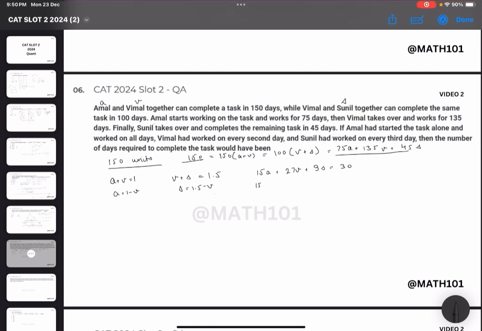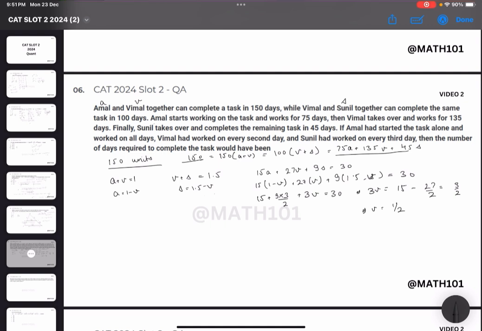So 15 times (1 minus V) plus 27V plus 9 times (1.5 minus S minus V) is equal to 30, which gives us 15 plus 9 into 3 by 2 minus 15V plus 27V minus 9V, that is minus 24V plus 27V, that is plus 3V. 3V equals 30 minus 15 is 15, minus 9 into 3 by 2 is 27 by 2, which is equal to 3 by 2, which implies that V equals half.